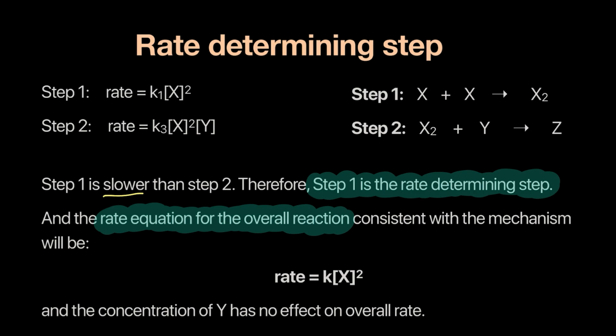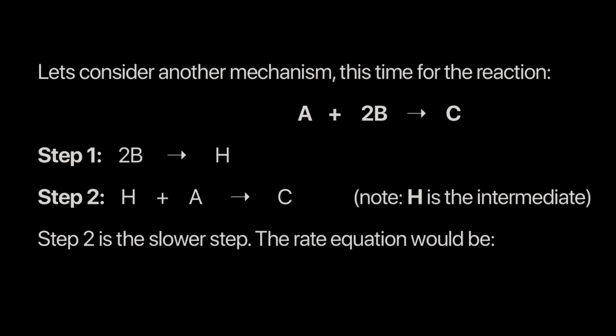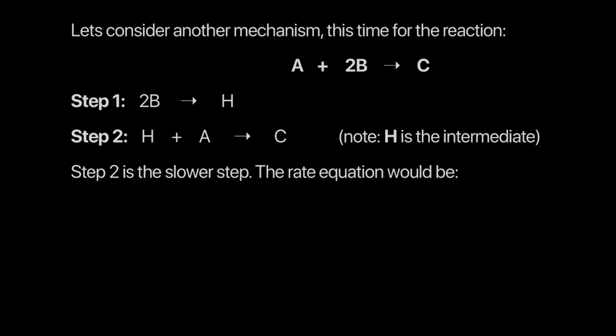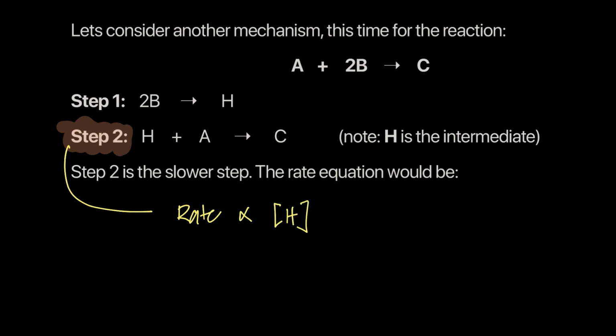All right. So if I give you another example, let us consider a reaction mechanism for A and 2B becoming C. It could be that two B's react to make H, and then the H reacts with A to make C. H is the intermediate. So my reactants are A and 2B. Now if I'm told that step 2 is a slow step, what I start doing is writing the rate equation for step number 2. So what's the rate equation for step number 2? Well, its rate is proportional to H and A.